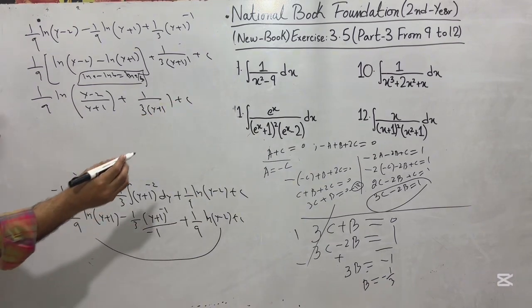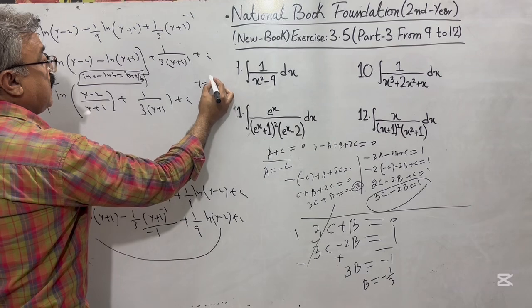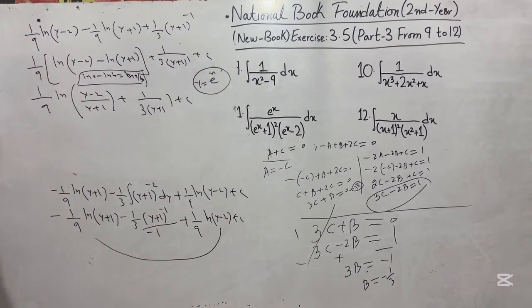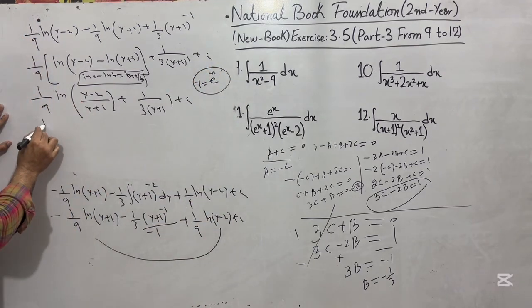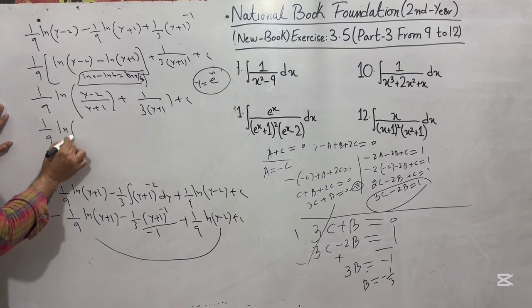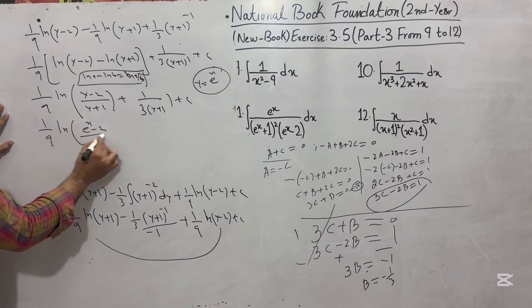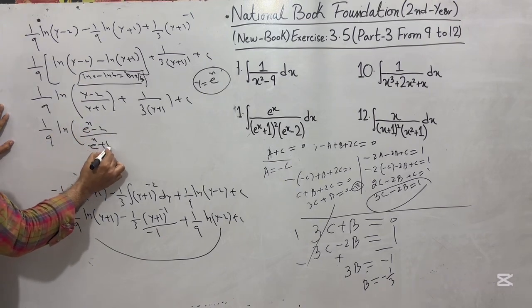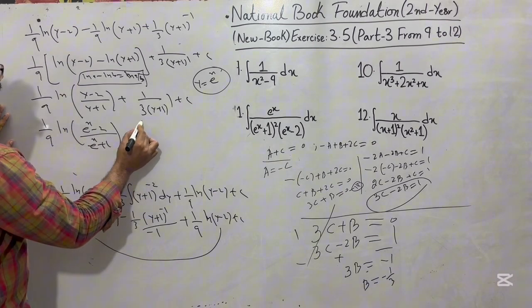Don't forget, we have utilized the supposition y is equal to e raised to x. y is equal to the exponential function. Introduce the same here. 1 over 9 ln of e raised to x minus 2 divided by e raised to x plus 1, plus 1 over 3.